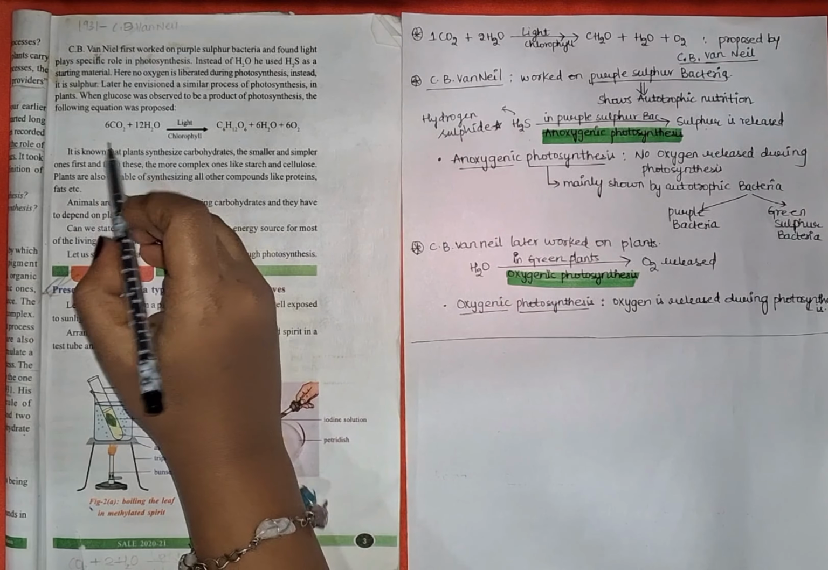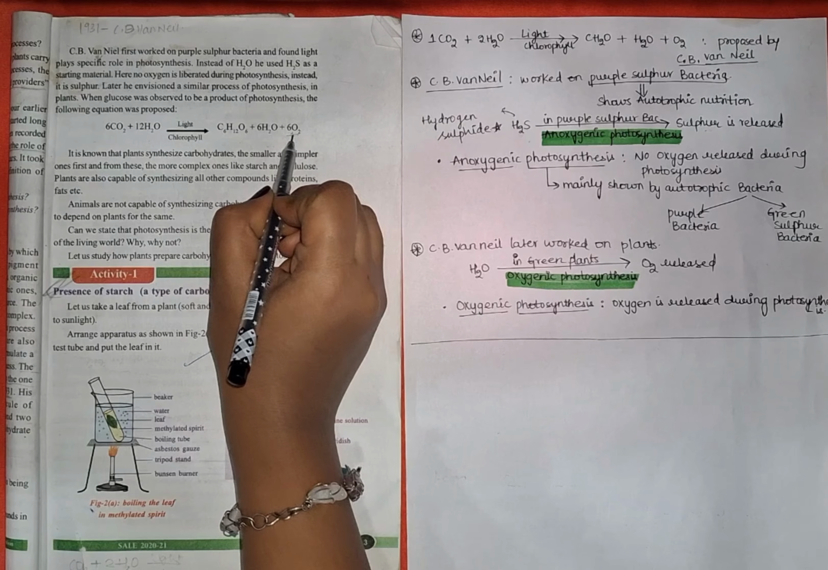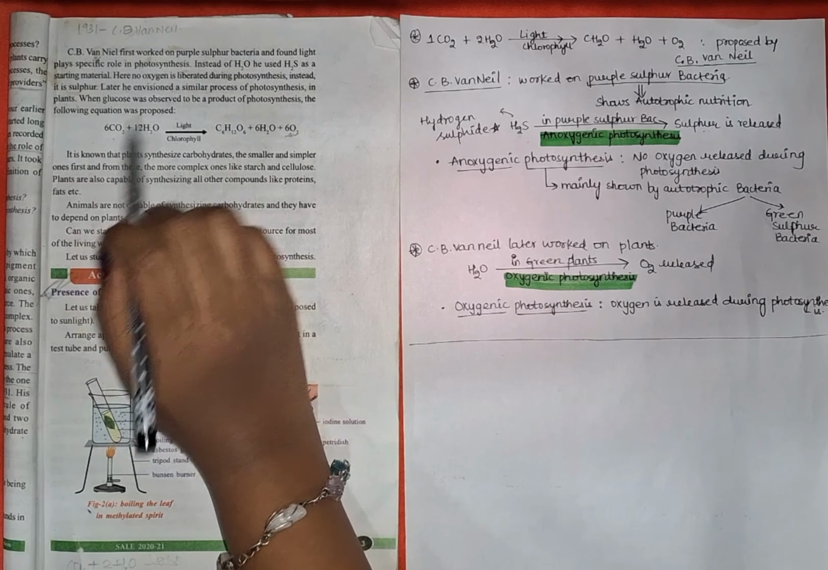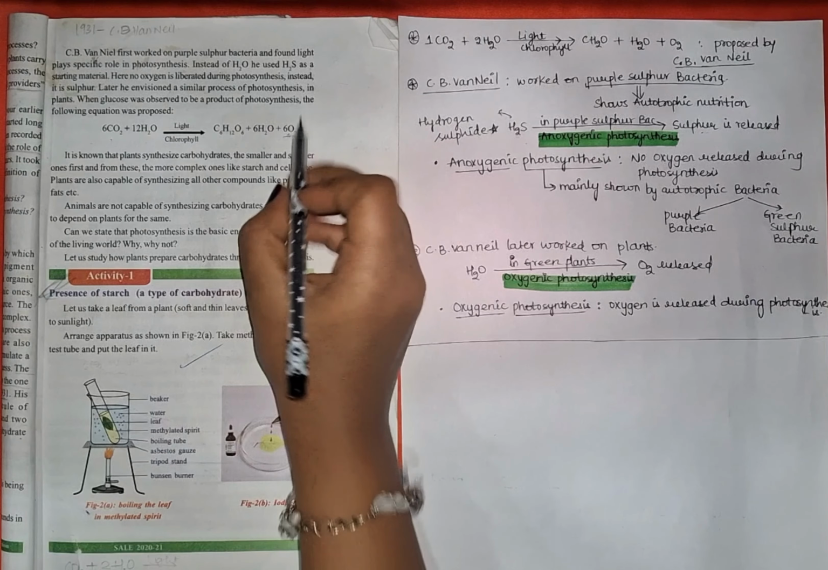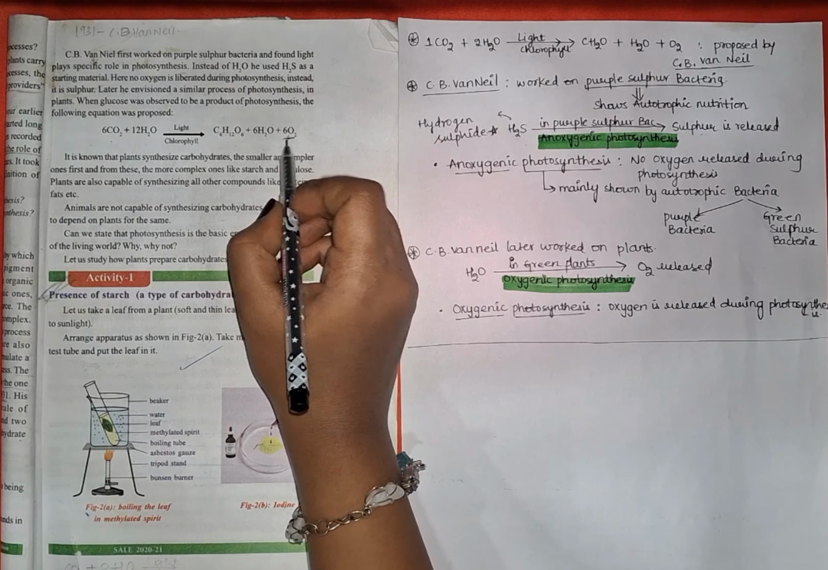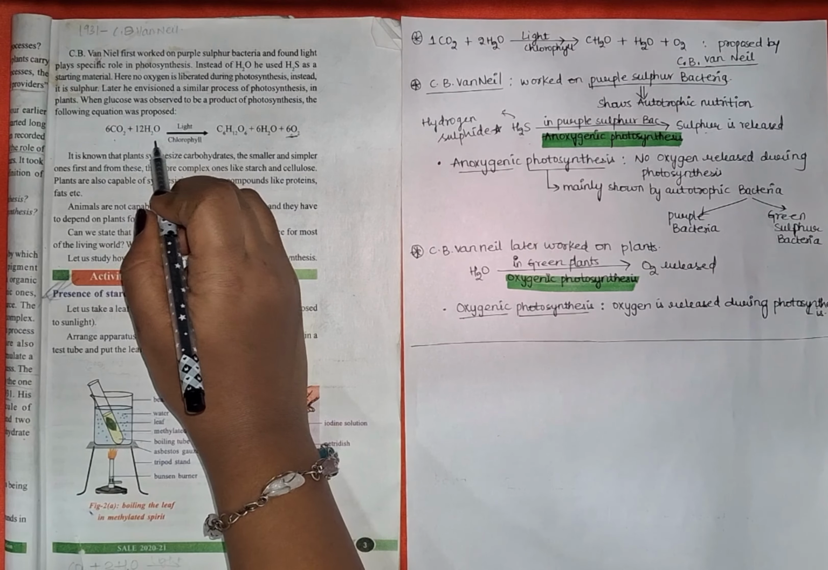And the next one, earlier the scientists used to think that the oxygen released during photosynthesis would come from the carbon dioxide because both are gas. But no, later using radioactive isotopes, they proved that the oxygen released during photosynthesis evolved from the splitting of water, which you will be studying in the light reaction.